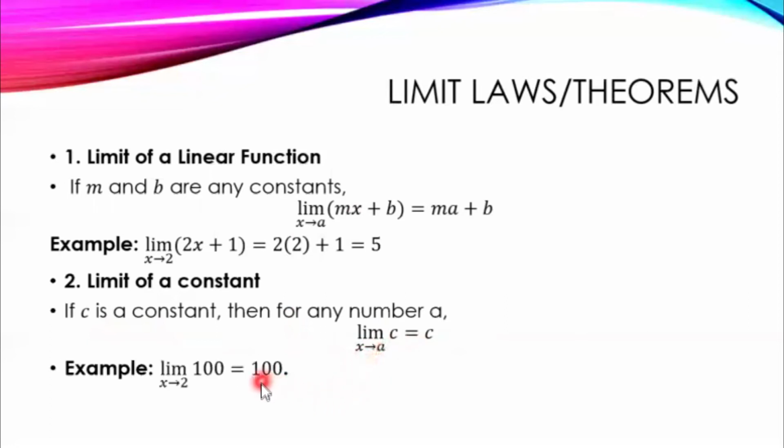For example, the limit of 100 as x approaches 2, by simply following this number 2 law, the answer is 100. So if I say the limit of 1 million as x approaches 100, the answer is 1 million. Or another example, the limit of 10,000 as x approaches 100. Okay? So whatever the value of your A, the answer is the constant. So the answer is 10,000. Okay, so that's it.